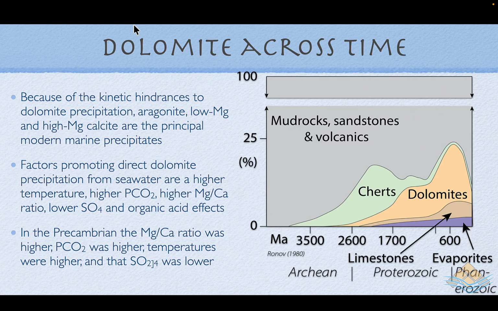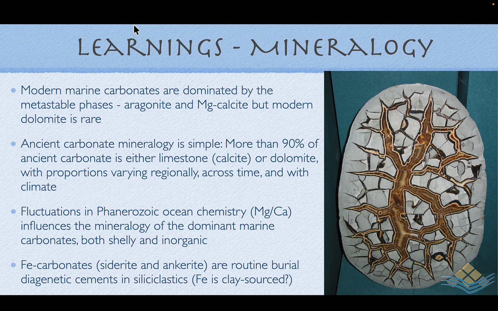What have we learned in our discussion to date? We've learned that modern marine carbonates are dominated by the metastable phases aragonite and magnesium calcite. Dolomite is a rare phase in modern sediments. Whereas if we look at ancient carbonate mineralogies, more than 90% of ancient carbonates is either limestone, as calcite, low magnesium calcite, or dolomite. And the proportions of calcite to dolomite vary regionally, across time, and with climate. Fluctuations in Phanerozoic ocean chemistry, specifically the magnesium to calcium ratio, influence the mineralogy of the dominant marine carbonates, both as shelly biomineralized accumulations and as inorganic precipitates.